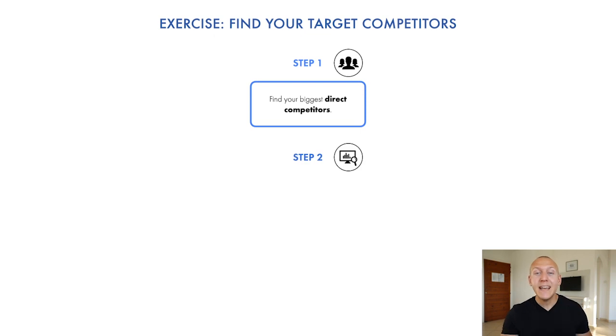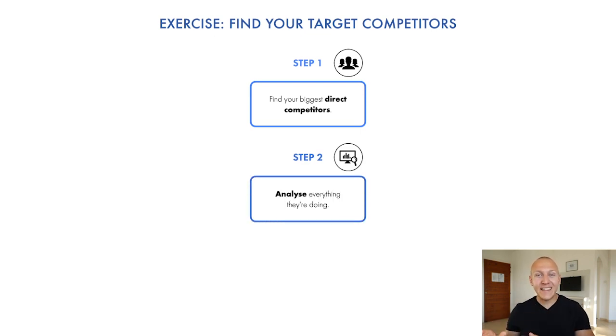Step number two is to analyze everything they're doing. That means going to their website and looking at how they are communicating with their audience, what language they are using, what content they are using, what products they are selling, how they are writing their product descriptions, everything. Analyze how they are successful at what they're doing. Remember, they are already selling to the targeted audience that you are looking to sell to. They are ahead of you. Learn from them in order to get ahead of them.